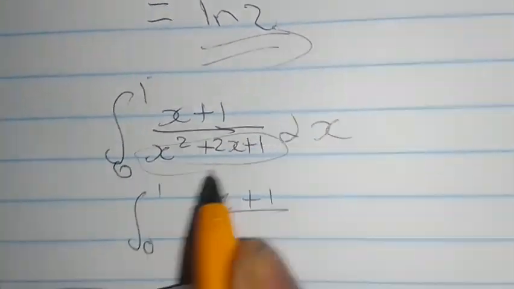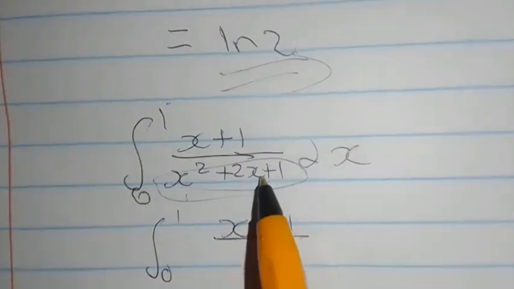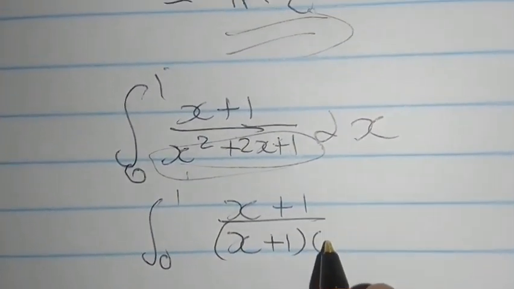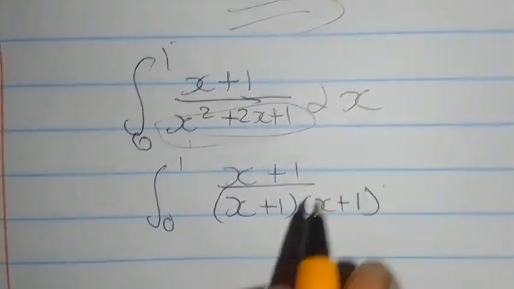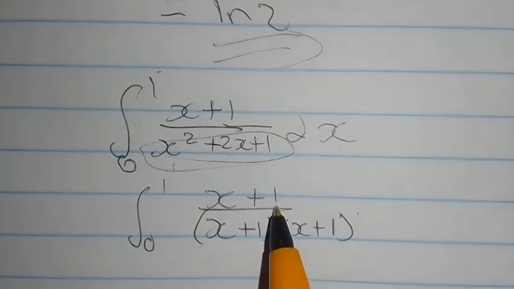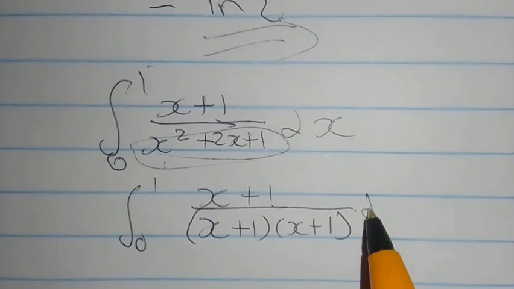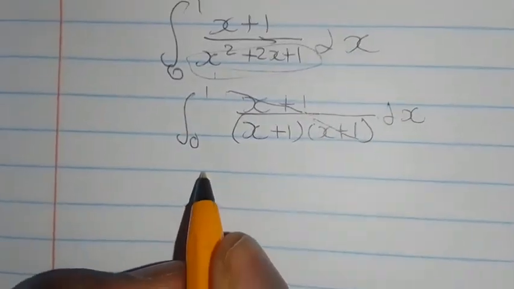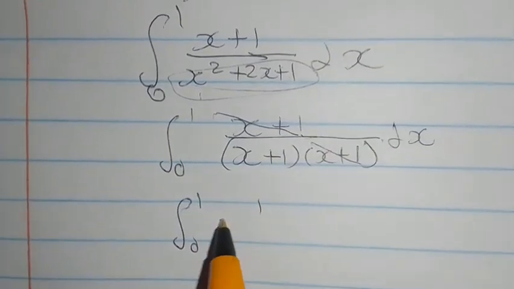Now, what is this? x squared plus 2x plus 1. This is a perfect square. So that's just going to be (x plus 1)(x plus 1), or for short, you can just say it's (x plus 1) squared. So now this x plus 1 and the x plus 1 will cancel, and this is the same as the integral from 0 to 1 of 1 over x plus 1.